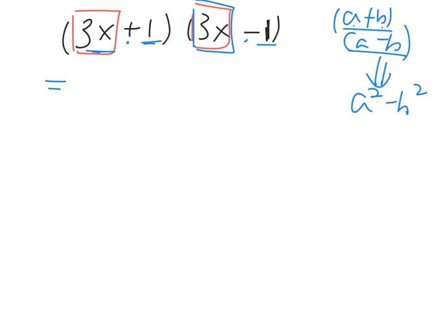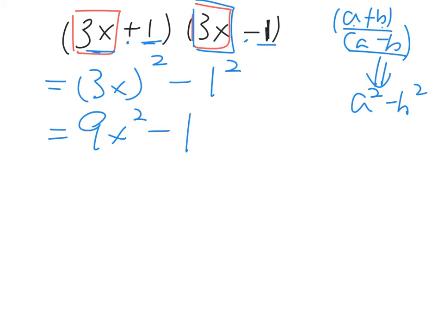So 3x as a becomes 3x squared. And because it's a squared, a represents the whole a. So when I say 3x, that means the whole 3x takes the square. And b is replaced by 1, so it becomes minus 1 squared. As a result, it is 9x squared minus 1.